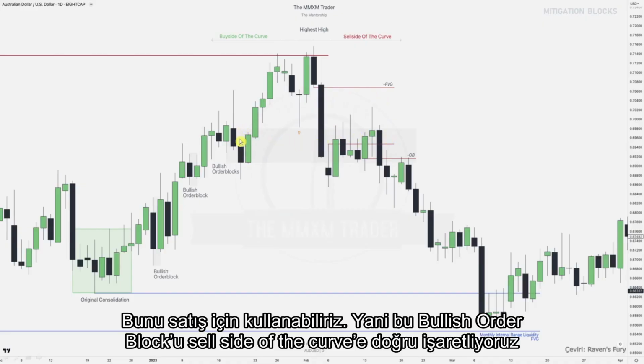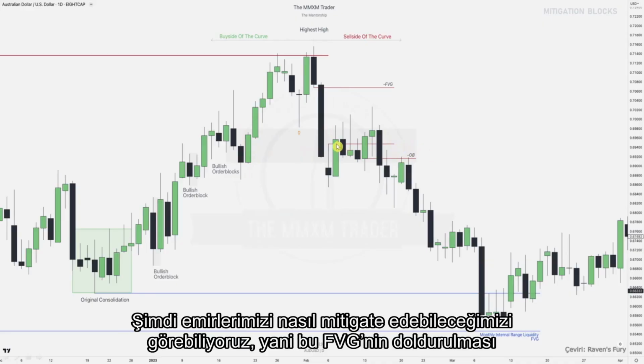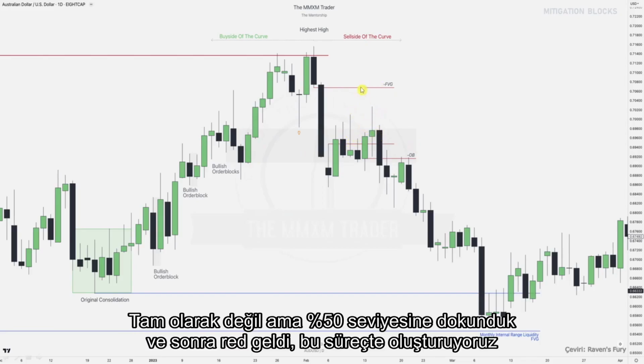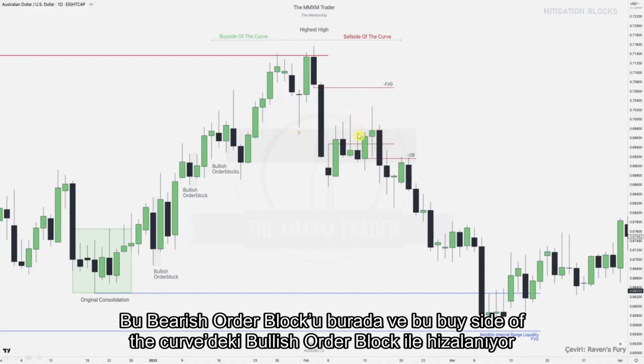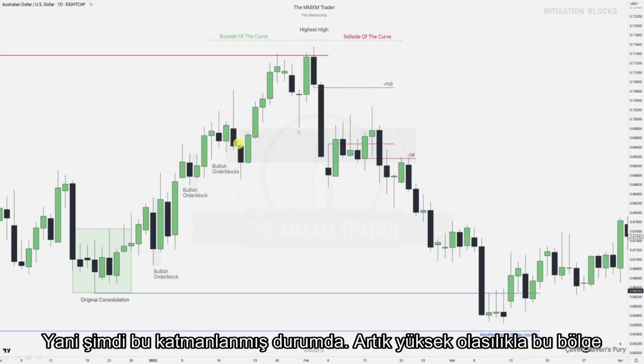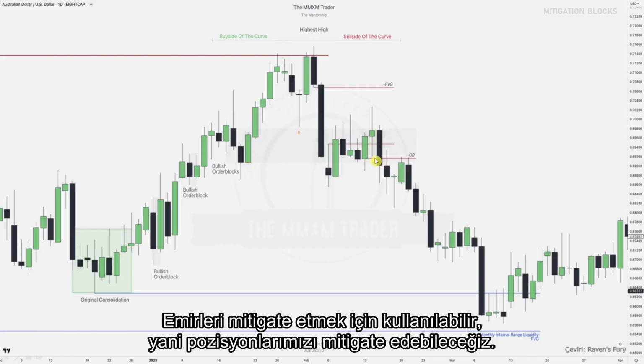So outlining this bullish order block to the sell side of the curve, right? Now we can see where we can mitigate our orders. So filling up this fair value gap, not quite fully, but we tapped over the 50% level and then we reject. So in the process, we're creating this bearish order block over here, right? And it's co-aligned with this bullish order block from the buy side of the curve. So now we have this layered, right? So now it's high probability this area can be used to mitigate their orders.